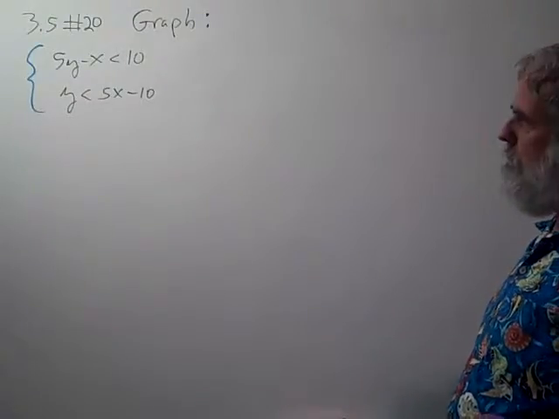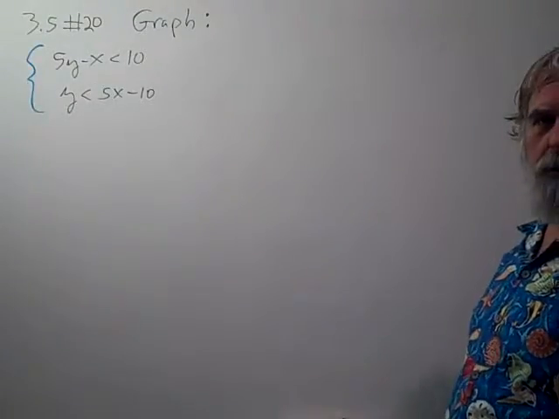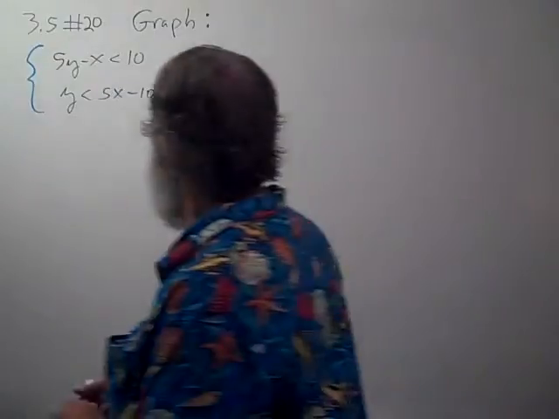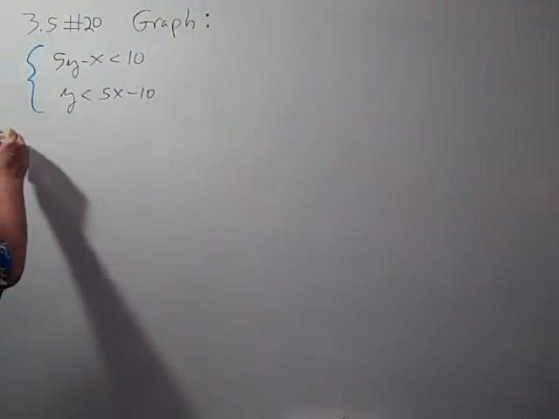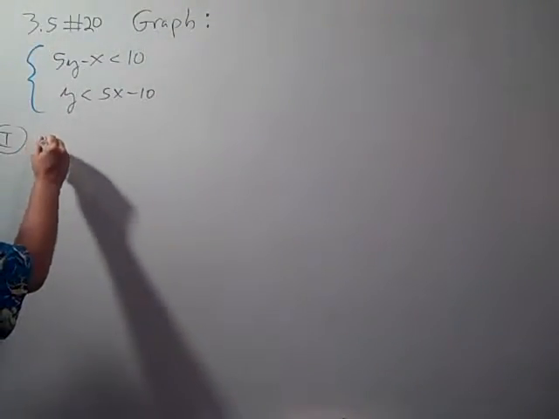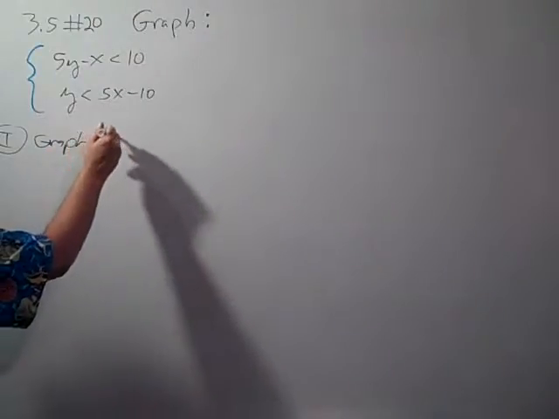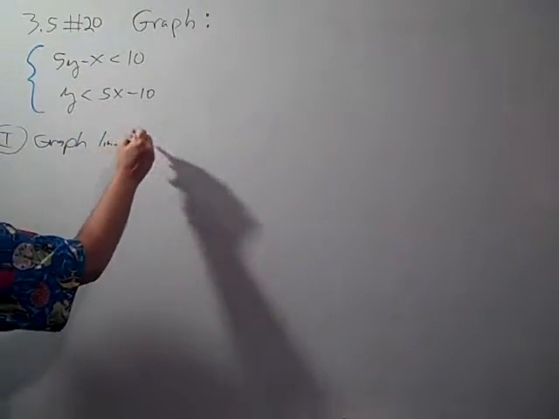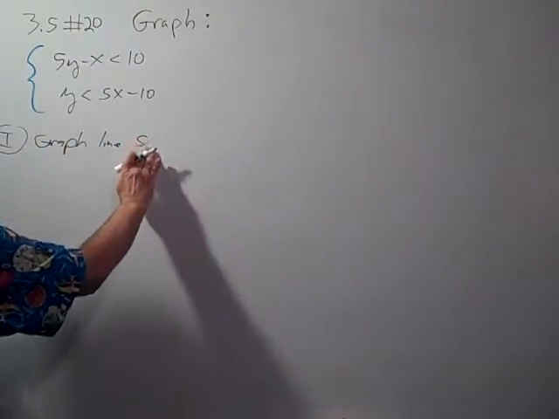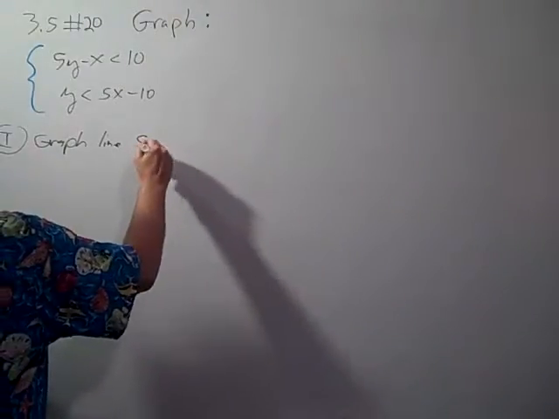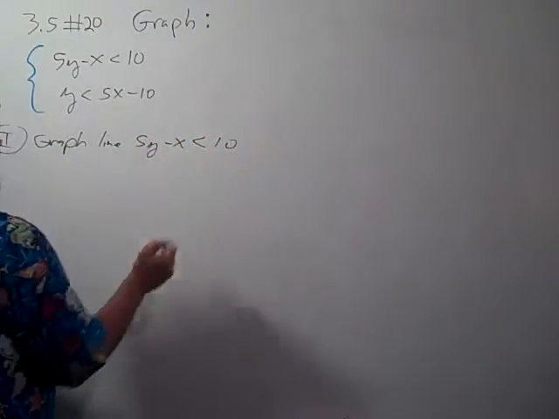Okay, we're going to graph this system of linear inequalities. So we begin by graphing each of the inequalities separately, and then we'll look for the overlap. So to begin with, we graph the line 5y minus x is less than 10.